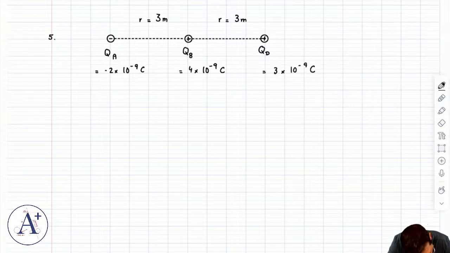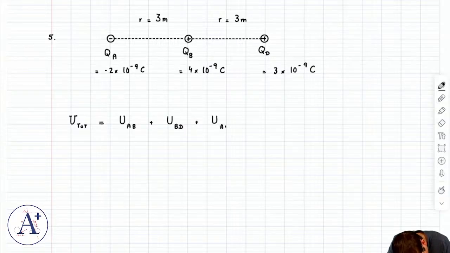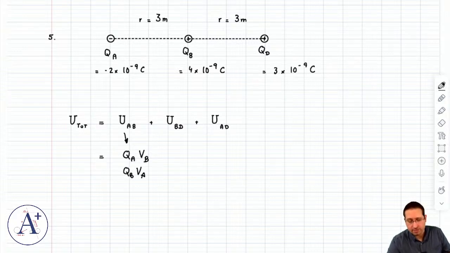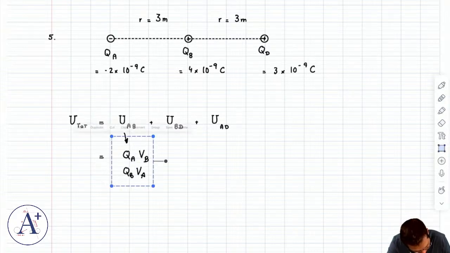And the total energy is going to be U from the pair AB plus U from the pair BD plus U from the pair AD. And once you've done that, you've found all of your pairs. Right? Now, just to be clear, UAB could either be QAVB or QBVA. It doesn't matter. Right? You can write either one. You're going to get the same thing.